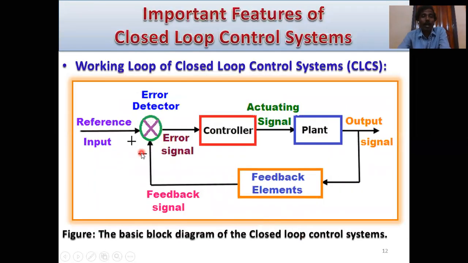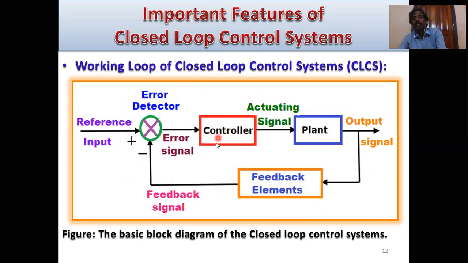So these are the important features of closed loop systems, and the working loop of a closed loop control system. This is the block diagram of the closed loop control system, already discussed. This is the reference input. This is the error detector. This is the error signal. Error equals reference input minus feedback signal.